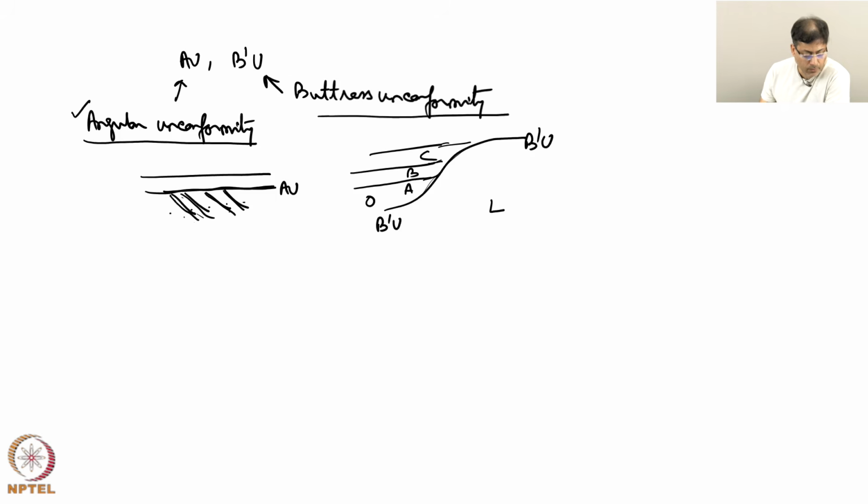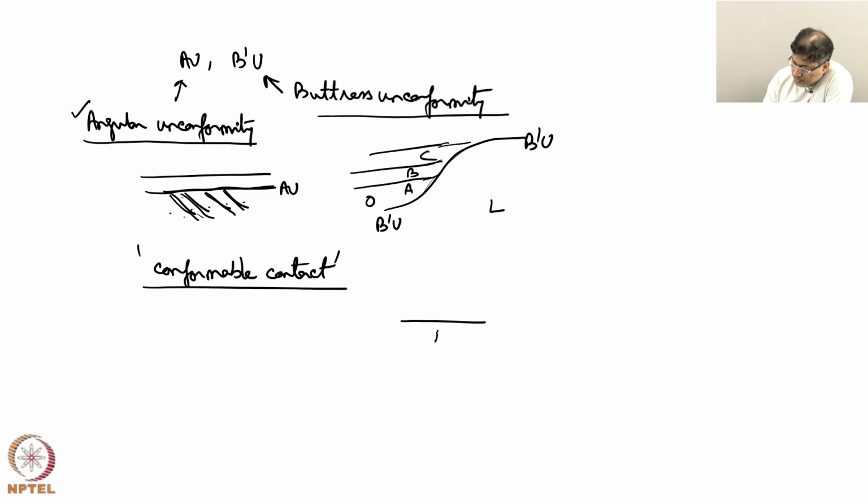In the context of unconformity, you may come across a term called conformable contact. What does this mean? When there is no significant age difference between different layers, say this is layer A, then layer B and layer C, there is no significant age difference. It is not that the age difference between A and B is millions of years or thousands of years or even hundreds of years, not even that. In this way A, B, C etc. are having mutually conformable contact.